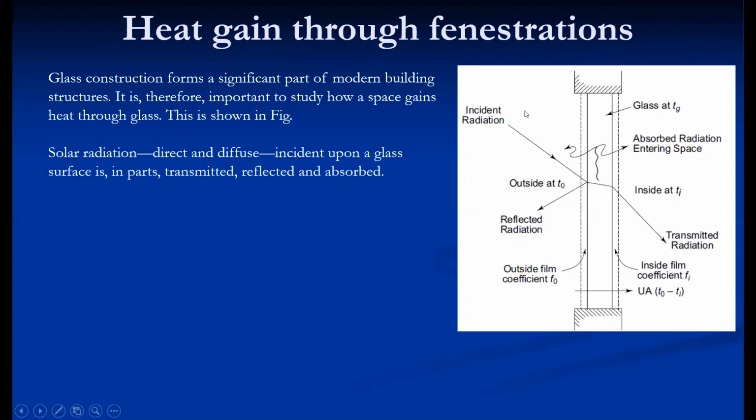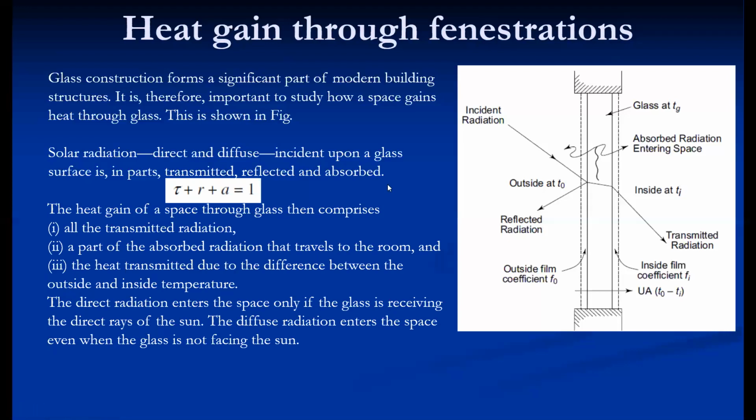Solar radiation incident on the glass surface has two components, direct and diffuse. Some heat is transmitted inside the room because it is a transparent surface. That's why some radiation is transmitted to the space. Some radiation is absorbed and some radiation is reflected. So according to Kirchhoff's law, the total is equal to 1: transmissivity plus absorptivity plus reflectivity is equal to 1.